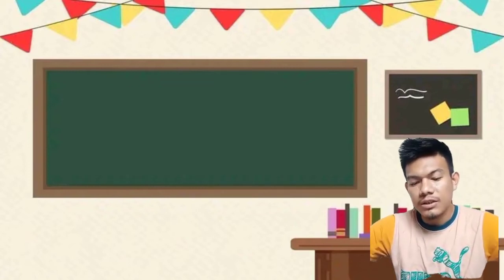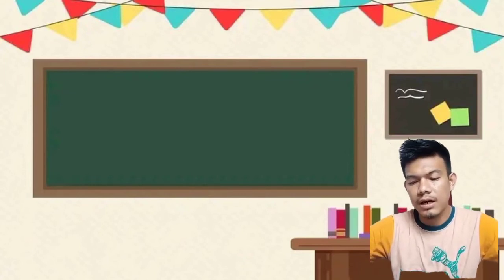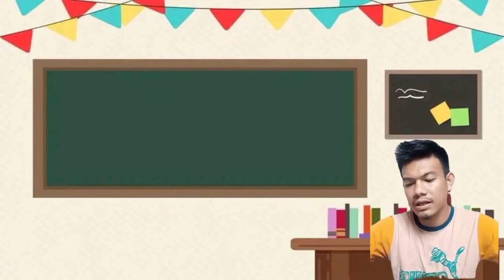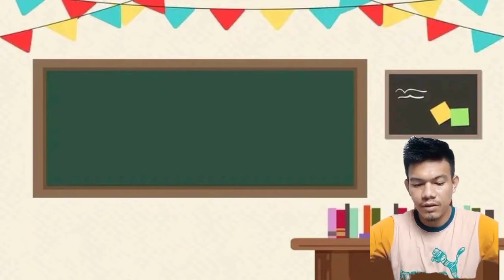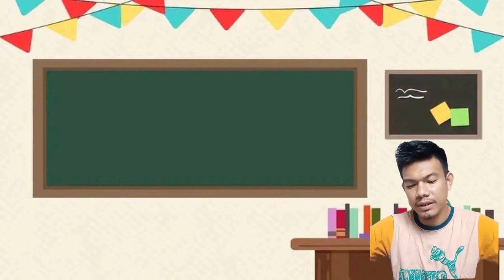Instruction is the purposeful direction of the learning process. There are numerous instructional planning models, but we will discuss three of them. The first instructional planning model is ADDIE. So, what does ADDIE mean?